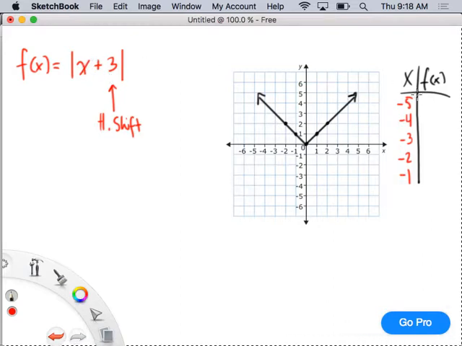-5 plus 3 is -2. Absolute value of -2 is 2. -4 plus 3 is -1. Absolute value of -1 is 1. -3 plus 3 is 0. -2 plus 3 is 1. And -1 plus 3 is 2.